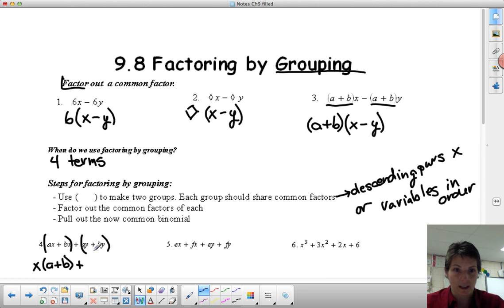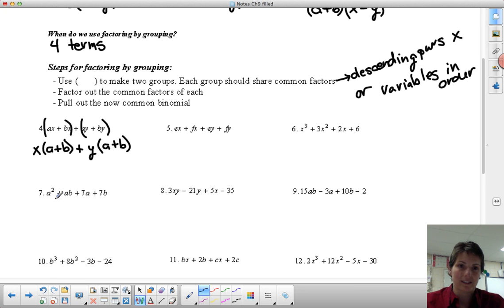Plus, now we look at our second group, and they have a y in common. So we'll factor out or GCF out a y, and we end up with a plus b. And now, because I have this weird looking stuff, I want to check that I have a common factor. So again, x times a plus b, it's a diamond, plus y times a plus b. Oh yeah, those 2 quantities match. So we can write that matching quantity first.